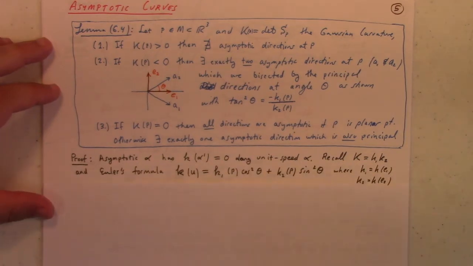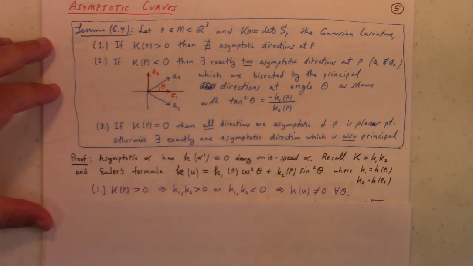So the proof is all by this lovely Euler's formula that we talked about before, k1 cosine squared theta plus k2 sine squared theta, where k1 and k2 are the principal curvatures at the point. If Gaussian curvature is positive, that means that k1 and k2 are either both positive or both negative, so this quantity is either strictly positive or strictly negative, because sine squared and cosine squared are non-negative numbers, and they can't both be zero at the same time. Cosine and sine are never simultaneously zero. So this quantity stays positive or stays negative, and so it certainly can't be zero.